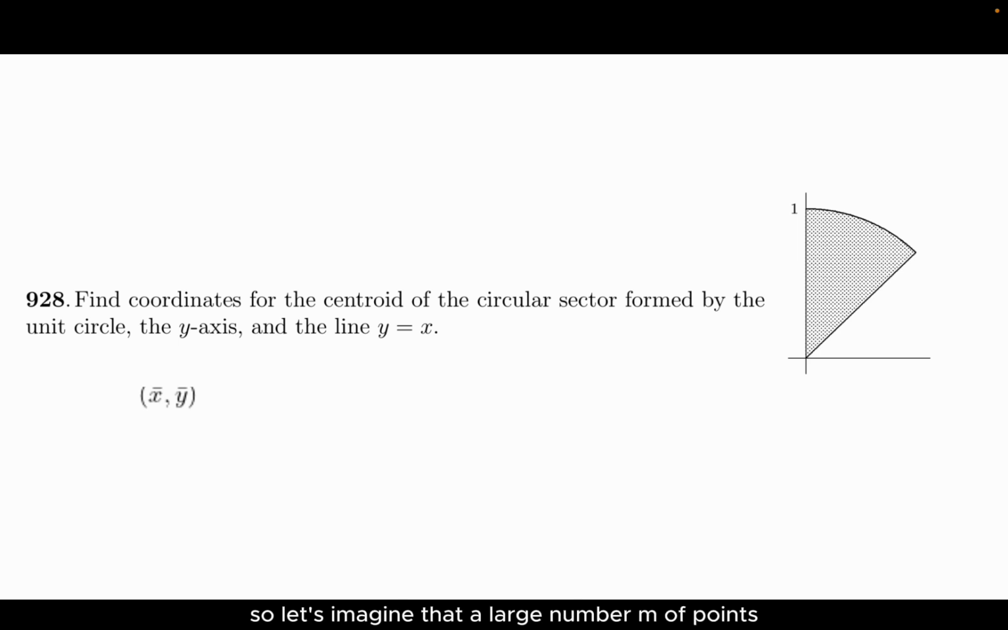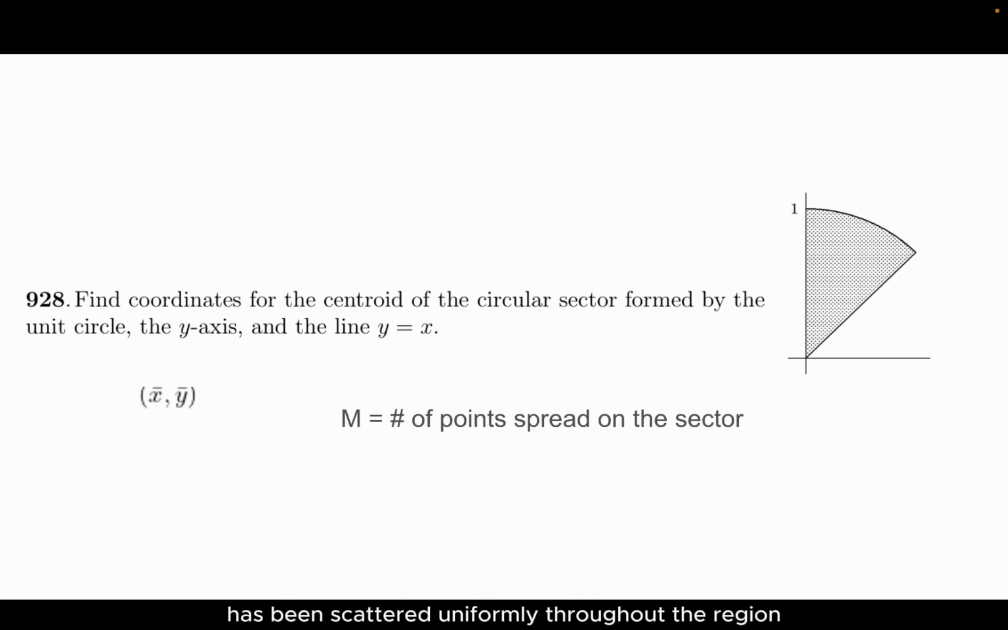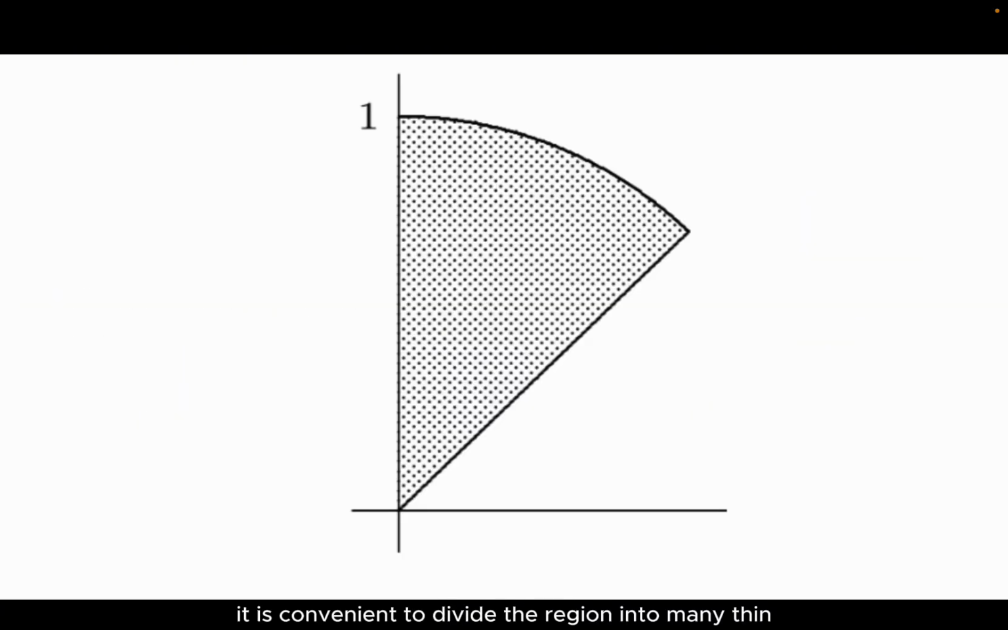Let's start with y bar. So let's imagine that a large number m of points has been scattered uniformly throughout the region. The task confronting us is to add up all of their y coordinates and then divide by m. So it is convenient to divide the region into many thin vertical strips, each of width delta x.